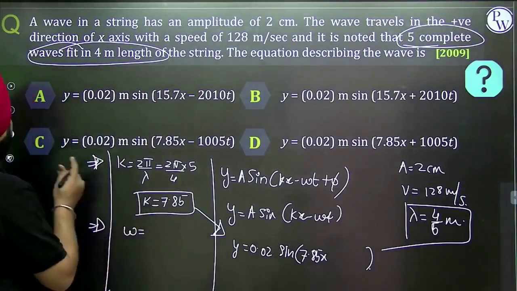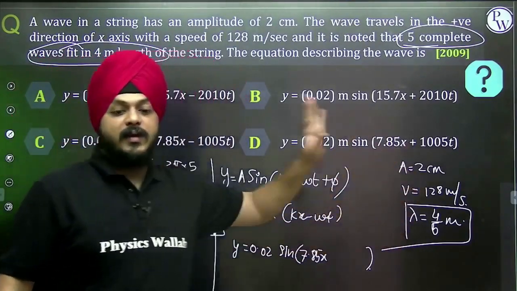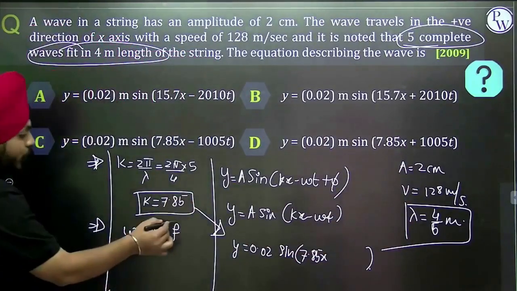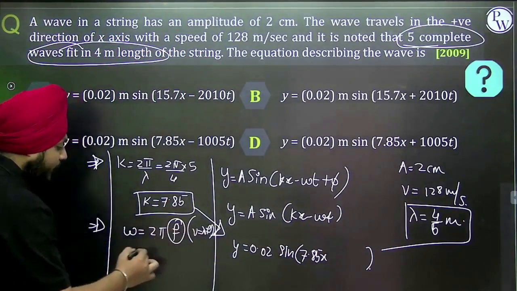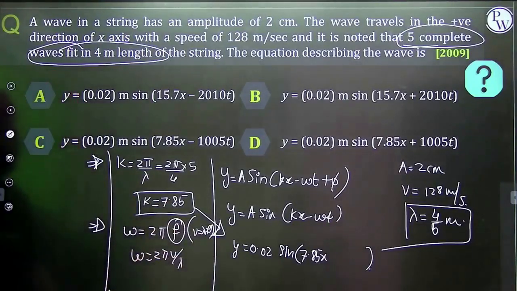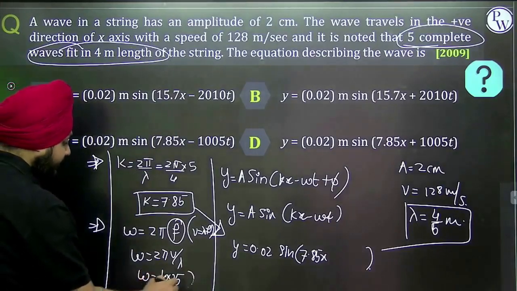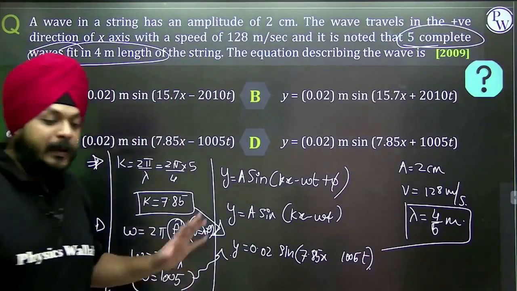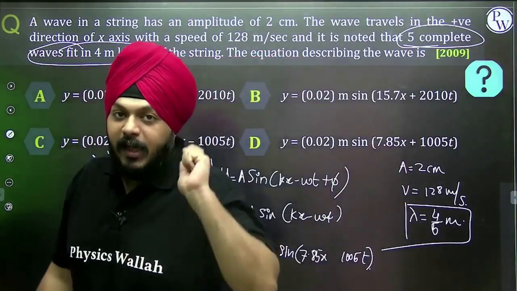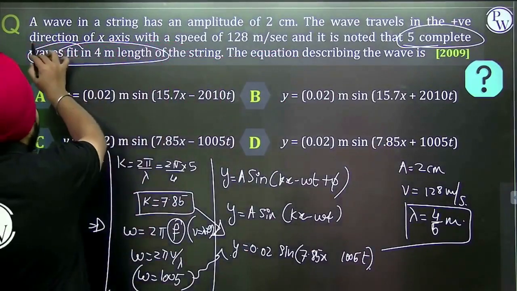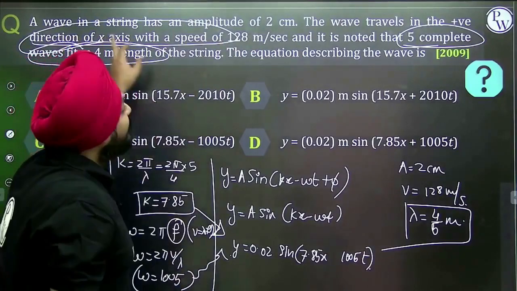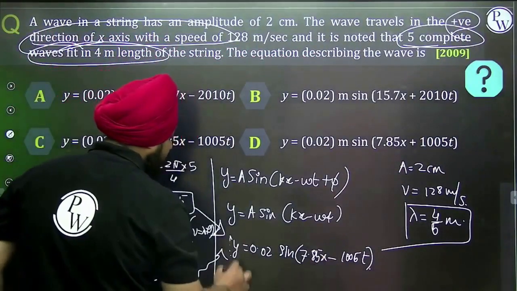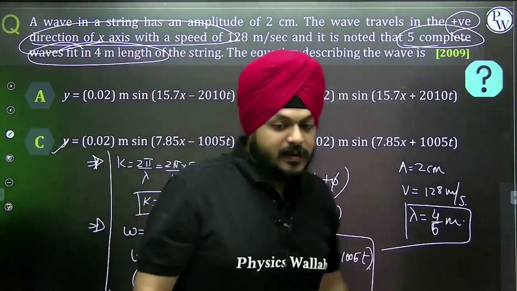Omega, in another sense: here lambda is given, v is given. According to this, omega is equal to 2 pi f, but you can replace f using v is equal to f lambda. So you can replace this as 2 pi v by lambda. Replacing this value, we are getting omega as 1005. We got our parameters and replaced them. Now we got stuck on whether the sign in that equation will be positive or negative. The answer lies in the direction: the wave is propagating in the positive x direction. It means the sign will be negative. So this will be the actual wave equation. C will be the perfect answer for this specific question.